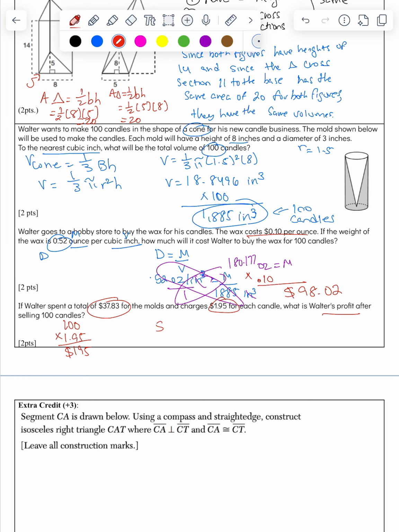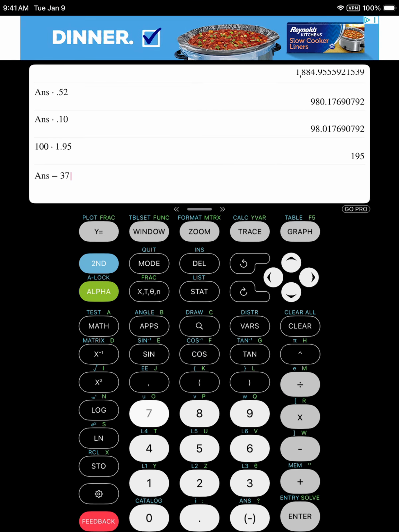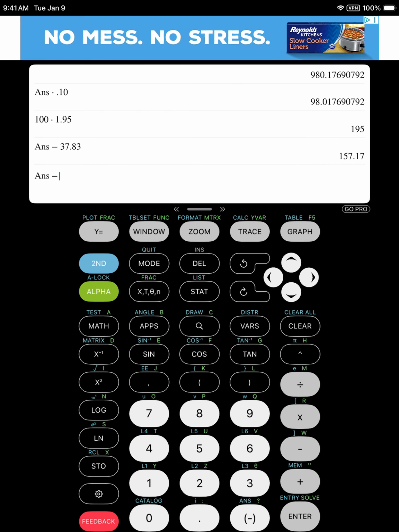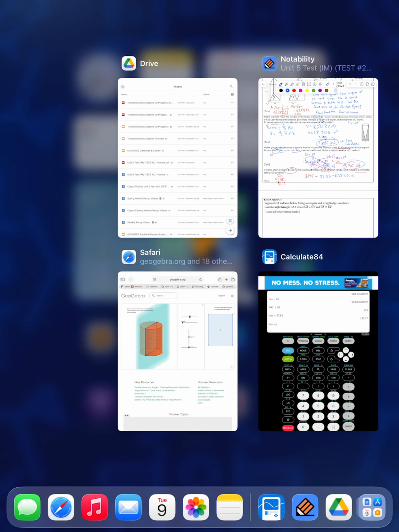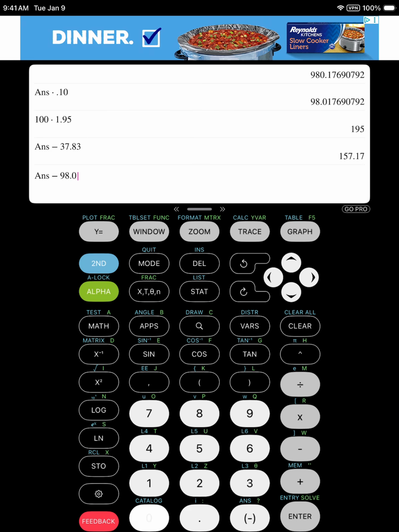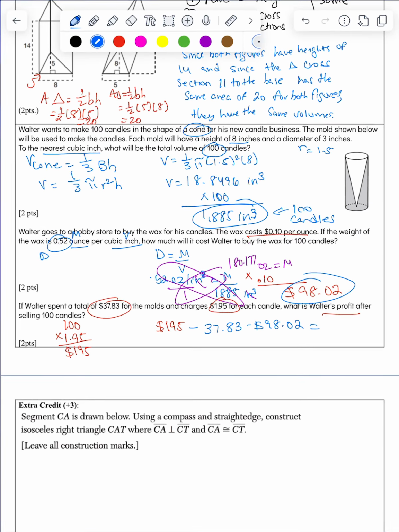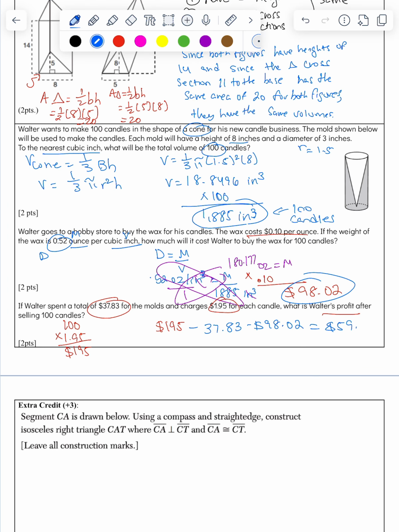But then we have to take into account what Walter spent to make these candles, right? So in this question, it says that Walter spent $37.83. But we know that Walter also had to buy the wax for the candles as well. So that also factors into the profit. Minus $37.83 minus, what was that again? $98.02. And that's $59.15. The dollar sign looks weird.